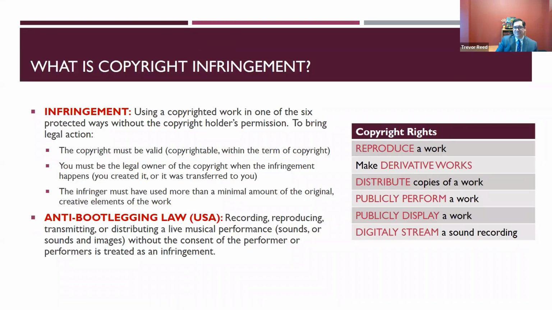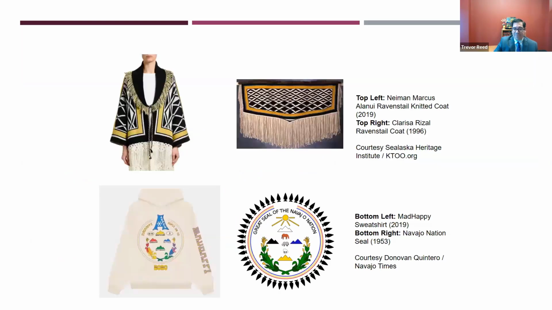So what happens if someone uses your work without your permission while it's under copyright? What can you do? Well, if you hold a valid copyright and someone uses more than a minimal amount of the original elements of your work without your permission, you might be able to sue them for copyright infringement. And the penalty might be as much as $150,000 per instance of willful infringement. Additionally, if someone records a live musical performance of yours without your permission, that might also be treated as an infringement under the federal anti-bootlegging law.